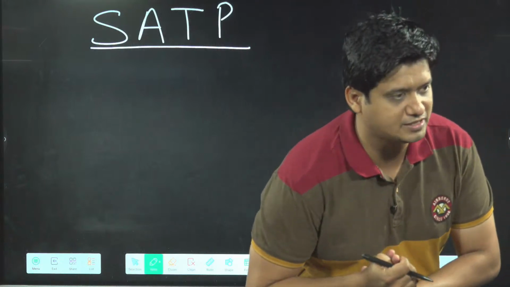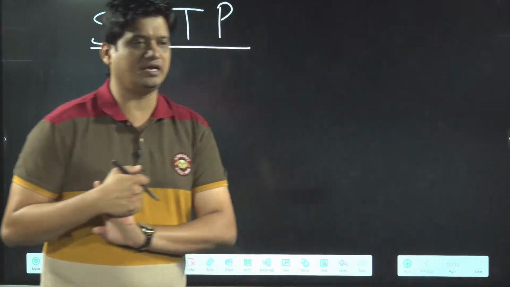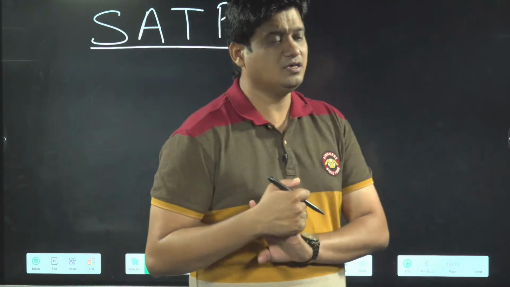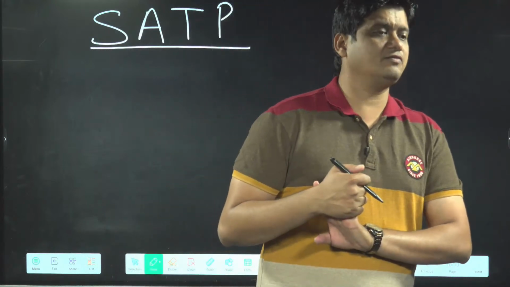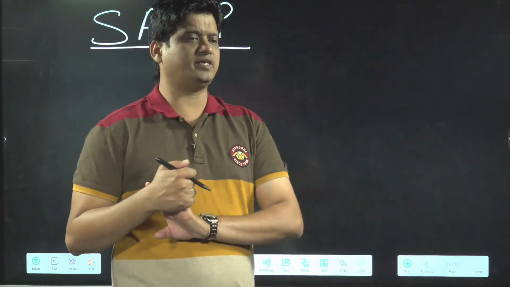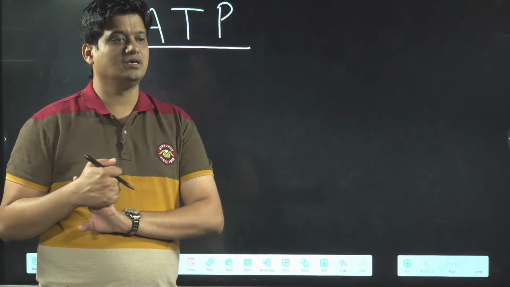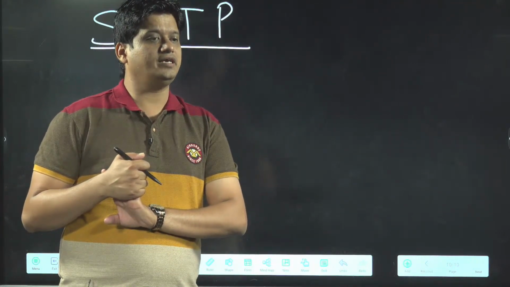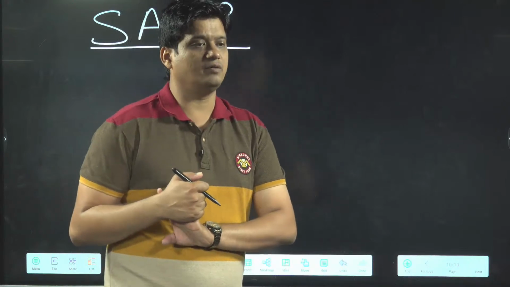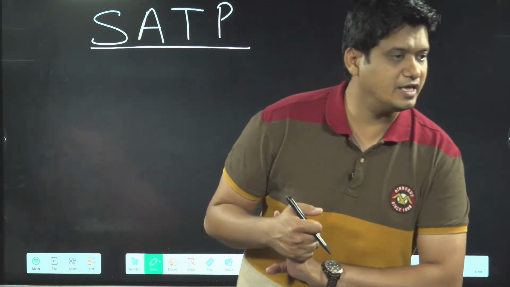Standard ambient temperature and pressure. Very good, Ramya, you are right. It is standard ambient temperature and pressure. Okay. What is the value of temperature and pressure when we talk about SATP? It is 298.15 Kelvin and 1 bar. Yes, you are right, but the name is not mentioned.